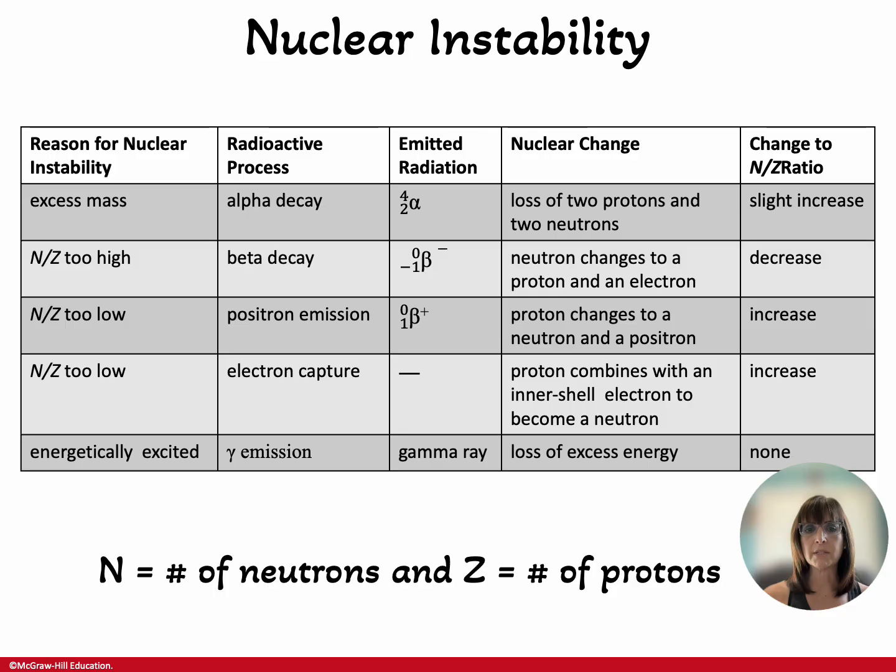And then, of course, there's just an energetically excited nucleus. So that has nothing to do with the number of neutrons or protons. And this is going to be gamma emission or a gamma ray. It's going to lose some energy.